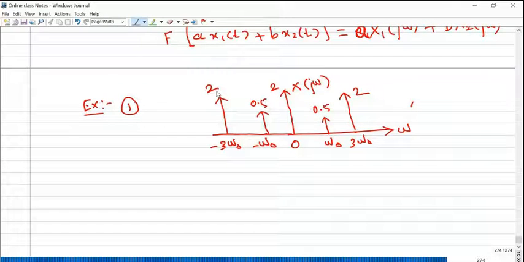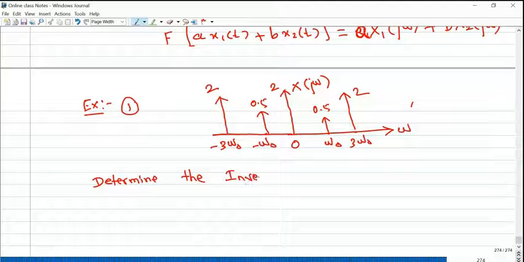Determine the inverse Fourier transform of the spectrum. X of j omega means the Fourier transform of x of t. So X of j omega is given not as a mathematical expression, but in spectrum format, as the Fourier transform of x of t. Determine the inverse Fourier transform of the spectrum.